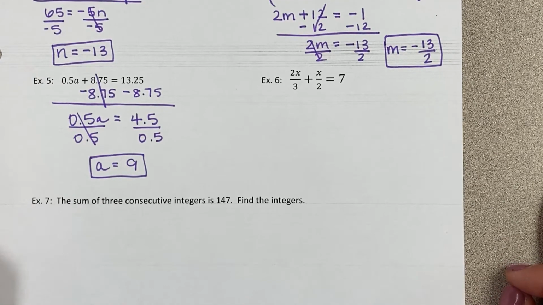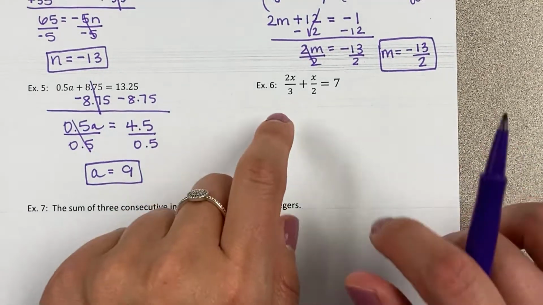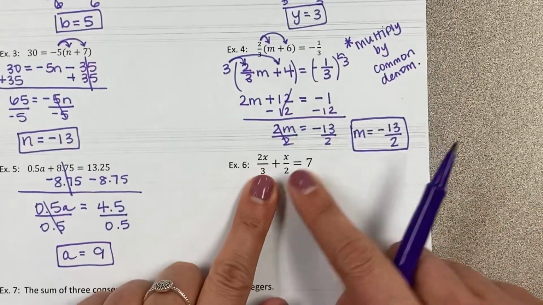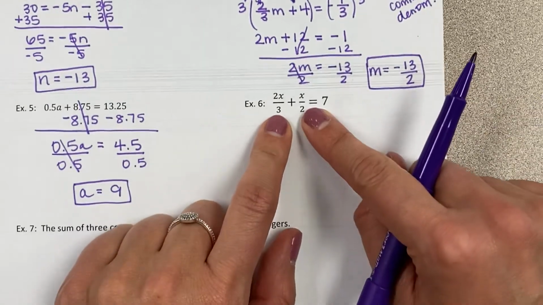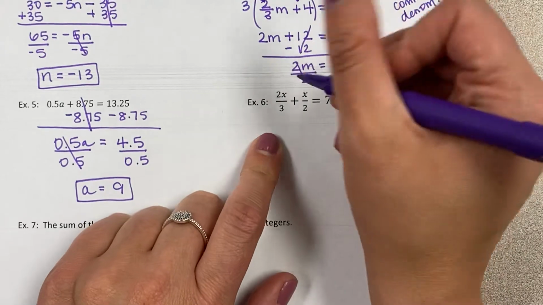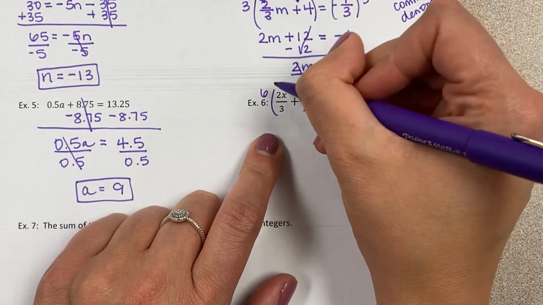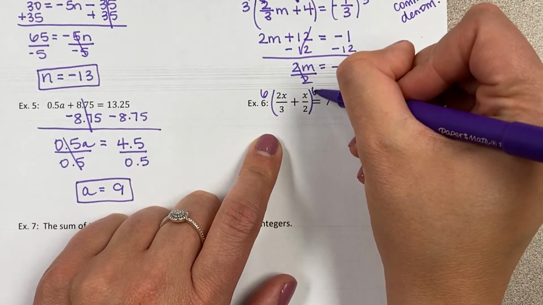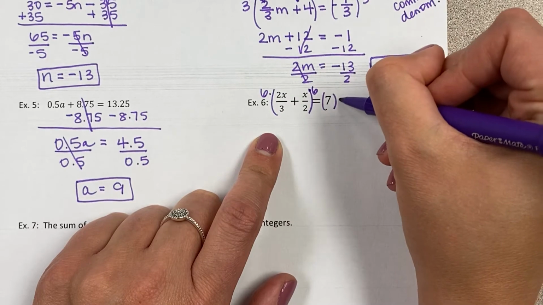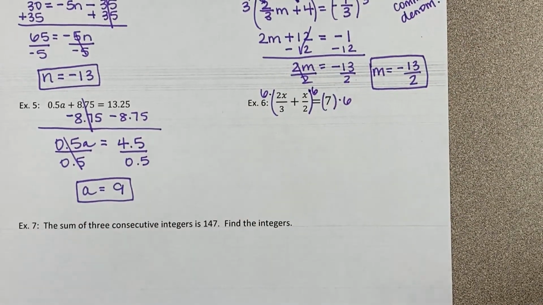All right, example 6. This one has fractions in it, so of course I'm going to get rid of those first. Now, the only difference is these are two different denominators. I said multiply by a common denominator. So our common denominator here would be 6. So I'm going to multiply 6 over here, and over here. Multiply by a common denominator to cancel it out.